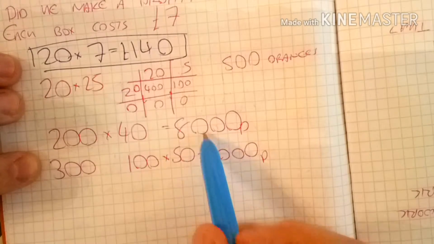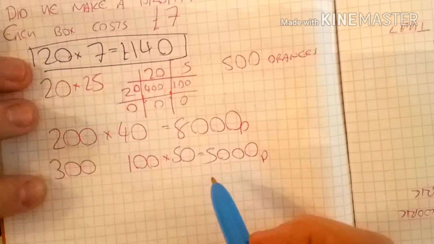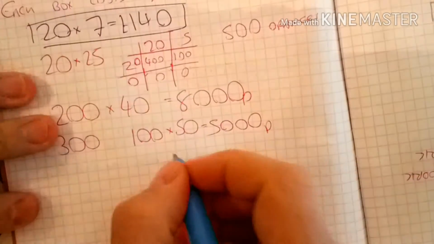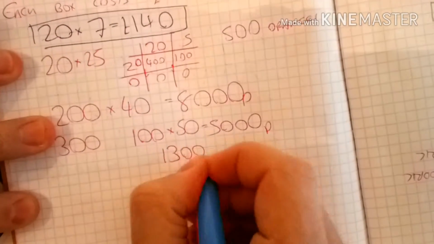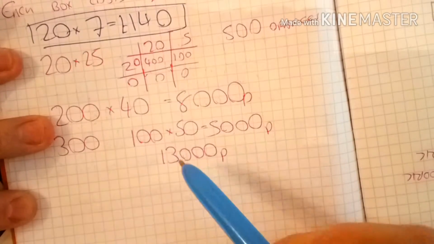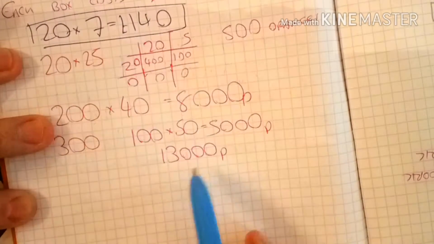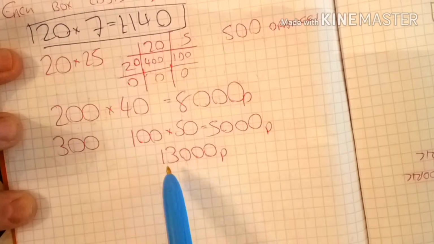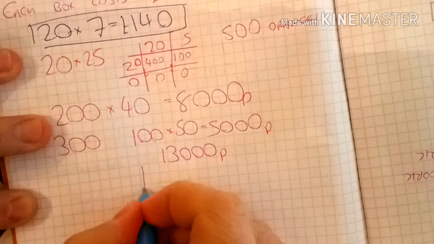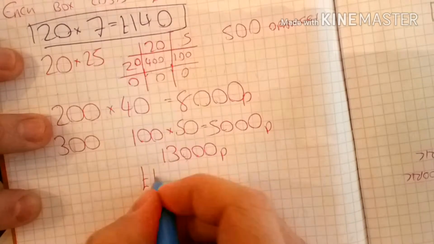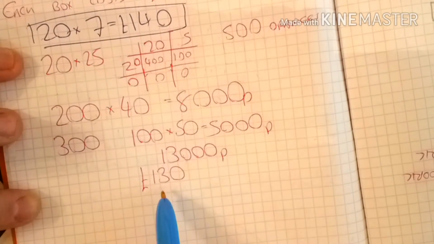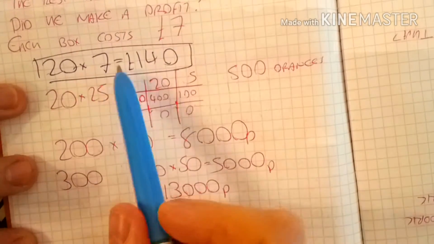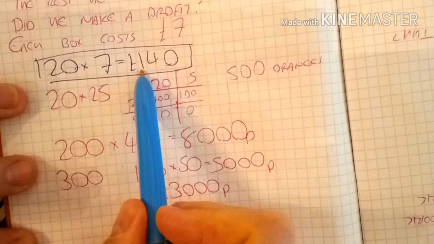We have to add these two together to see how much that is. So 8, 9, 10, 11, 12, 13. So 1, 3, 1, 2, 3. We worked out these £140. This is not £13,000. This is 13,000 pence. So to change it into pounds, we divide by 100. So it's £130. So if you think if he's made £130, he's spent £140.